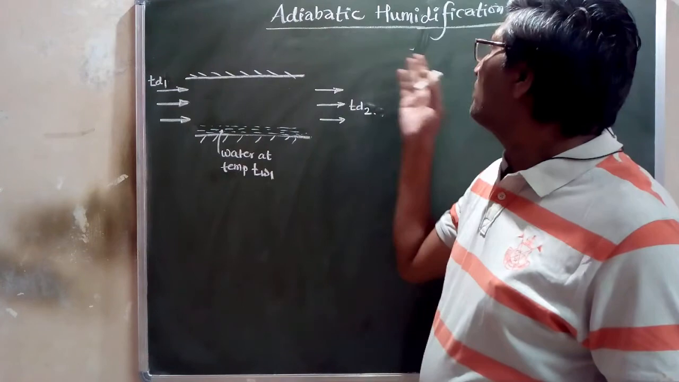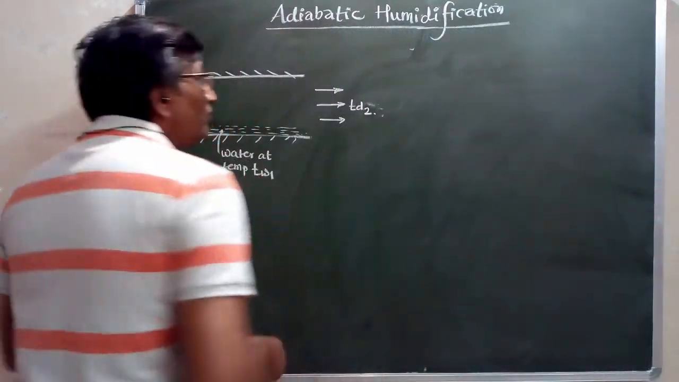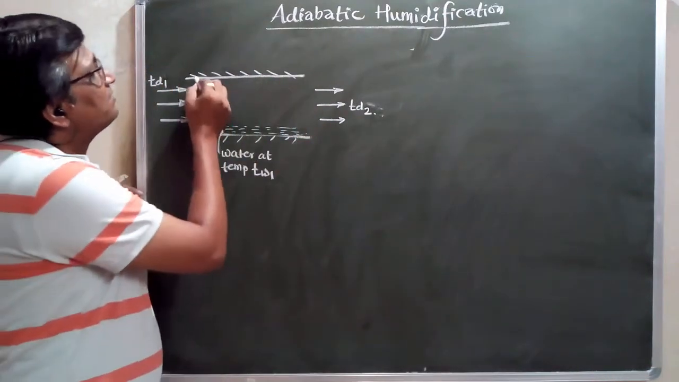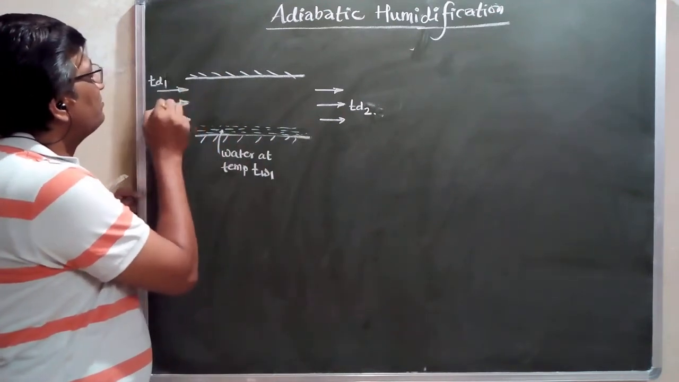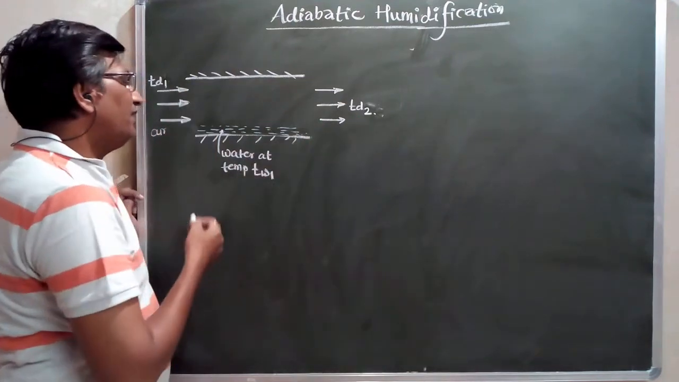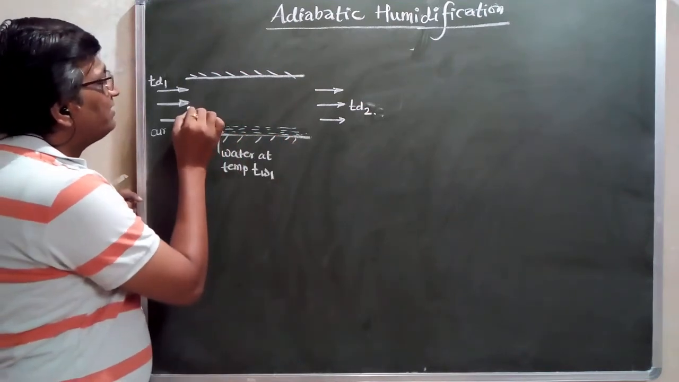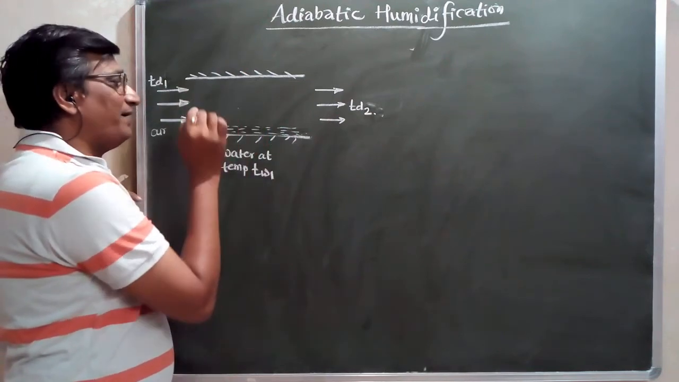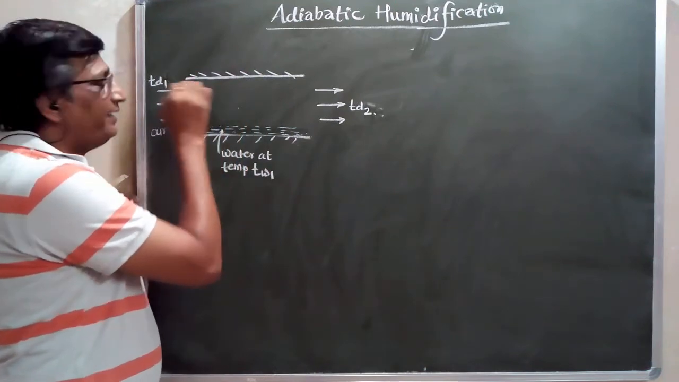Today we are going to learn about the adiabatic humidification process. To understand this, let us take one example. Let us take one tube, through which air passes and comes out at the other end. Let us say some amount of water is inside, and while passing through, the air will absorb the water particles. That is, the water evaporates and is absorbed by the air.